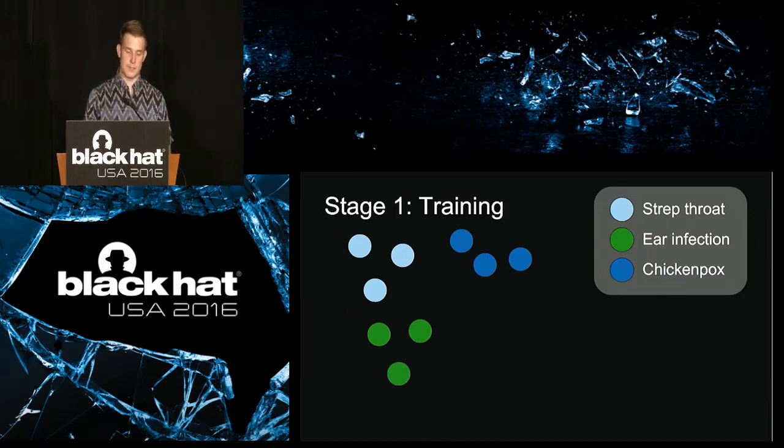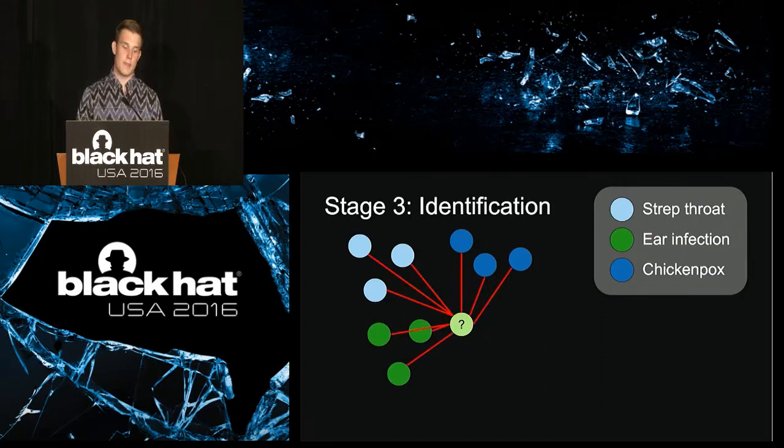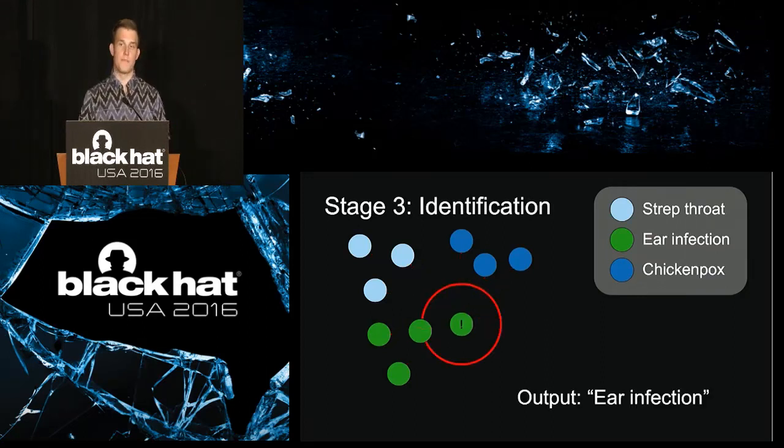The next step is to spy on Alice, and Scarlet gets this unknown sample. So all Scarlet does is measure the distance between that unknown sample and all the samples in her training set, and she finds the closest one. So in this case, the closest one is for a sample for the ear infection page. So Scarlet guesses correctly that Alice indeed visited the ear infection page.